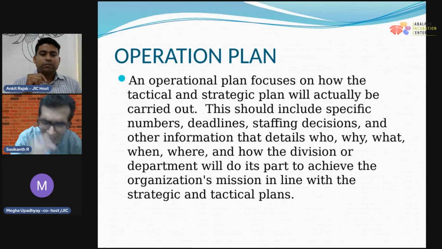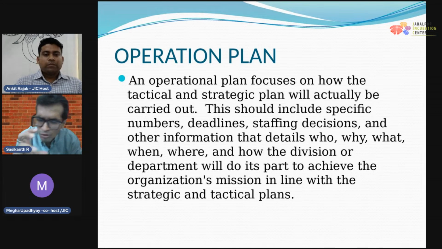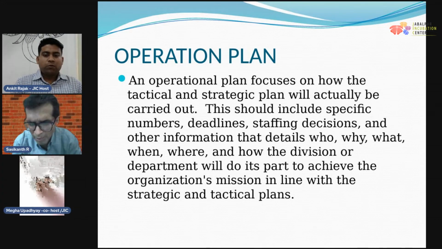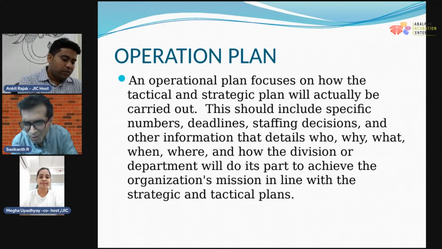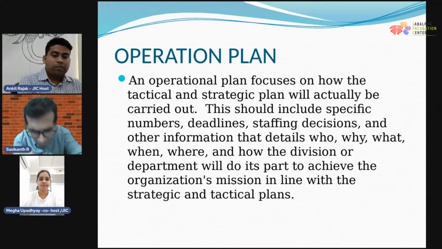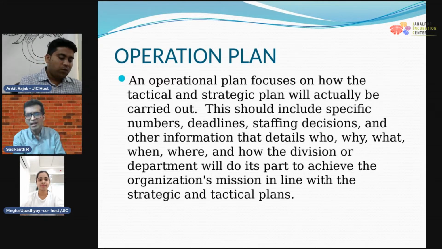So that level of detailed planning is what will go into an operation plan, right? When I say operation plan, it doesn't mean restricted to the operations department. It actually means complete company operations across different departments. So that's what this means.